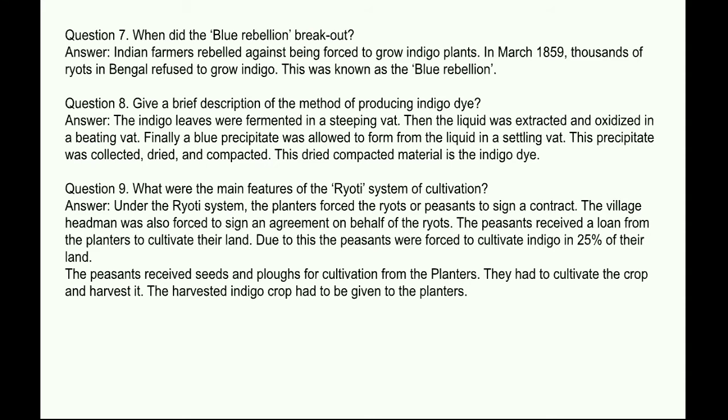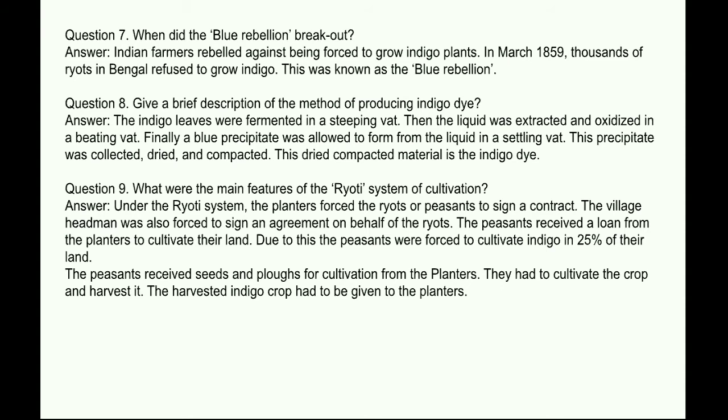Next question: what were the main features of the Rayati system of cultivation? Answer: under the Rayati system, the planters forced the Rayats or peasants to sign a contract. The village headman was also forced to sign an agreement on behalf of the Rayats. The peasants received a loan from the planters to cultivate their land. Due to this, the peasants were forced to cultivate indigo in 25% of their land.